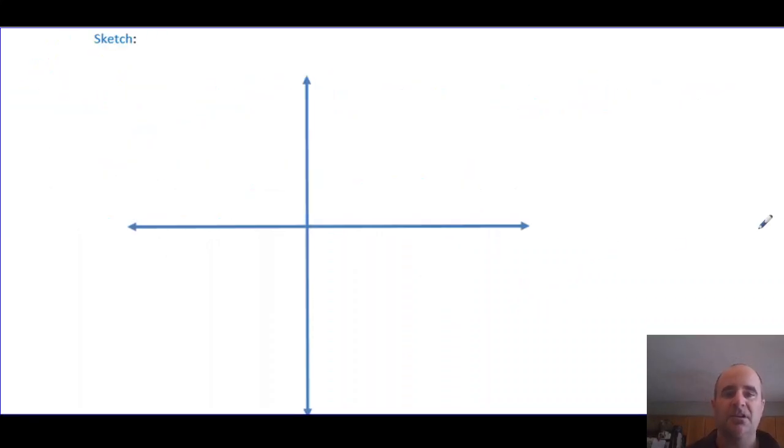So the next thing we might do is try to come up with a sketch of what we have so far and see what we're missing. So we know the vertical asymptotes at x equals 2 and negative 2. We know the intercepts, and we know the horizontal asymptote.